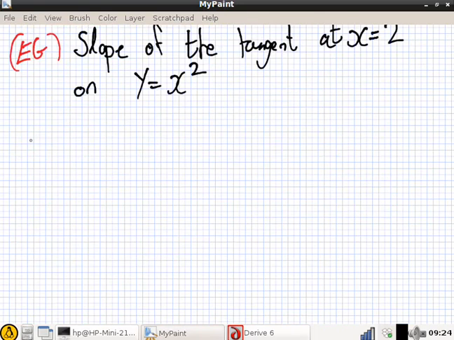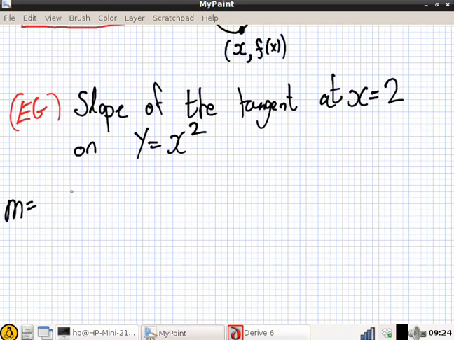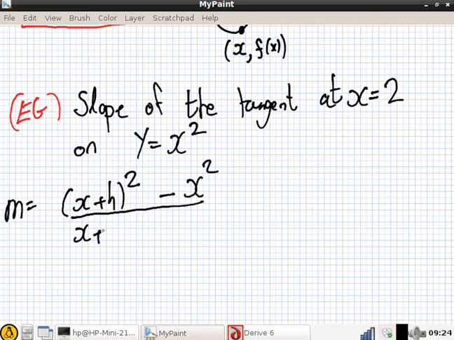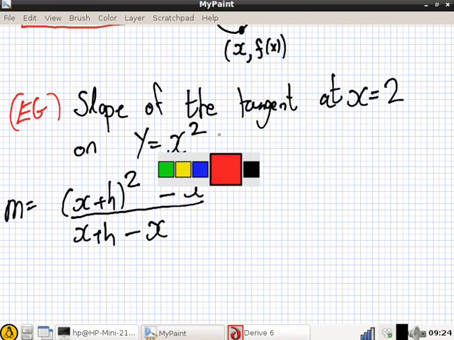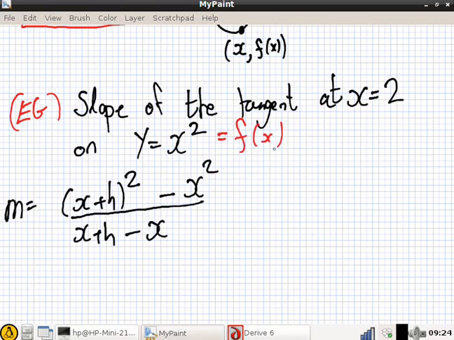Okay, so here we have to use our formula. The slope would be f of x plus h, so in that case here it would be x plus h squared minus f of x, so minus x squared, all over x plus h minus x. Yeah, and just to be clear, that's the f of x. That's the function, the curve.